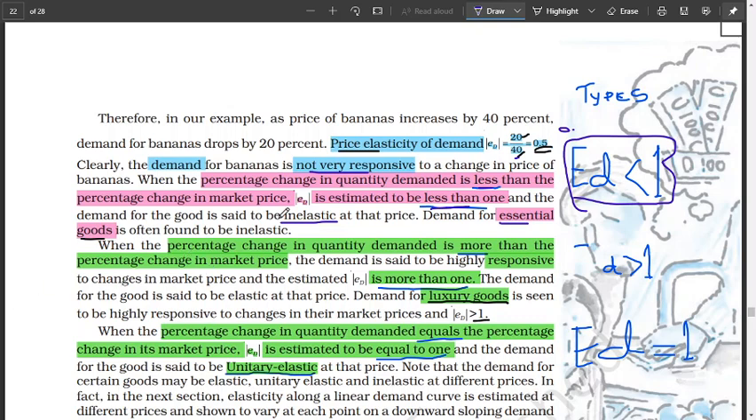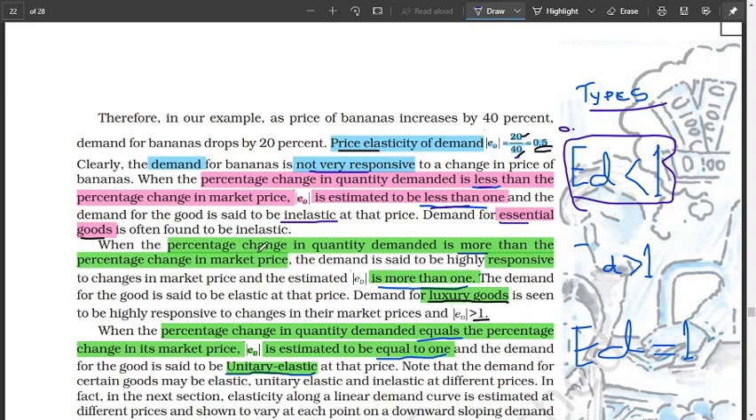However, there is a second type, when the percentage change in quantity demanded is more than the percentage change in price. The demand is highly responsive, not just somewhat responsive. When you calculate, you'll get an answer more than one, not point something: 1 point something, 2, 3, 4. That is the case of elastic demand. So when ED is more than one, the demand is elastic. Less than one inelastic, more than one elastic.